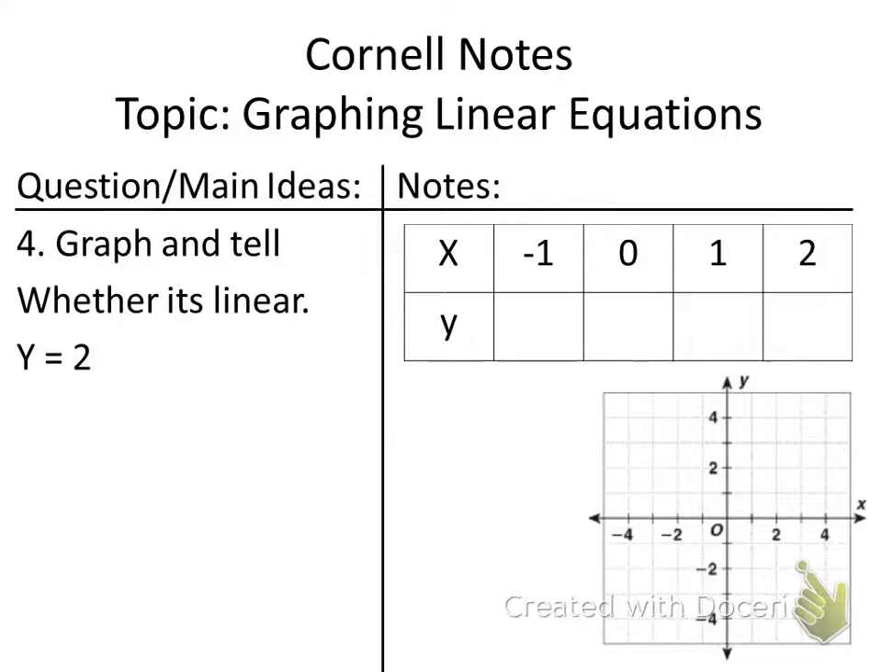Number 4. Okay, problem number 4, graph and tell whether it's linear. Well, just looking at it, my inputs are negative 1, 0, 1, 2, and my equation is y equals 2. If I input this, I'm always going to get 2. If I were to graph this, this would be negative 1, 2; 0, 2; 1, 2; 2, 2. Graphing this creates a straight line that goes across.